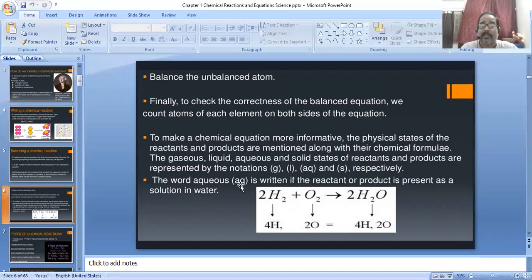The word aqueous is written if the reactant or product is present as a solution in water. Just see this example: 2H2 plus O2 gives 2H2O. It's a balanced chemical equation. That means before the reaction, hydrogen is 2 times 2 equals 4 and oxygen is 2, and after the reaction 2H2O gives 4 hydrogen and 2 oxygen. This is the balanced chemical equation where two molecules of water are formed.